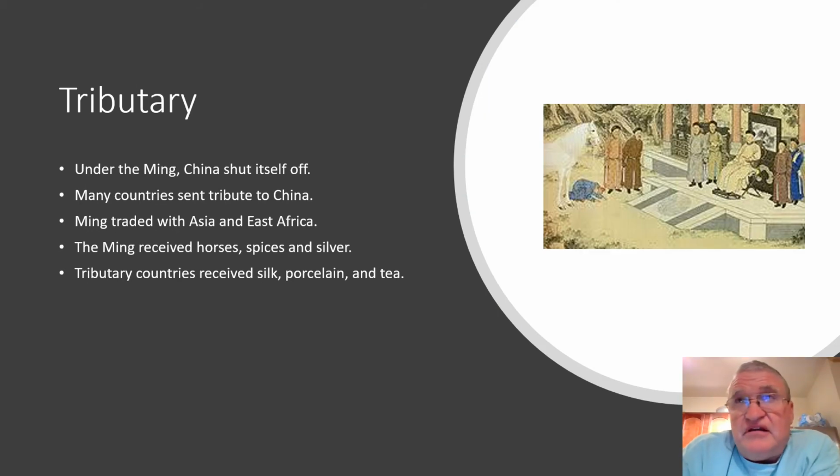Now, just because the Ming threw all the foreigners out, that doesn't mean they didn't trade. And so they have what's called tributary. So under the Ming, China shut itself off. Many countries sent tribute to China. Ming traded with Asia and East Africa. The Ming received horses, spices, and silver. Tributary countries received silk, porcelain, and tea.